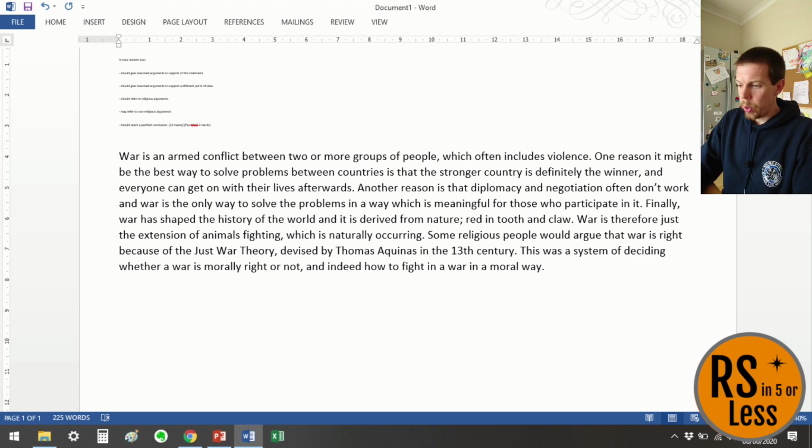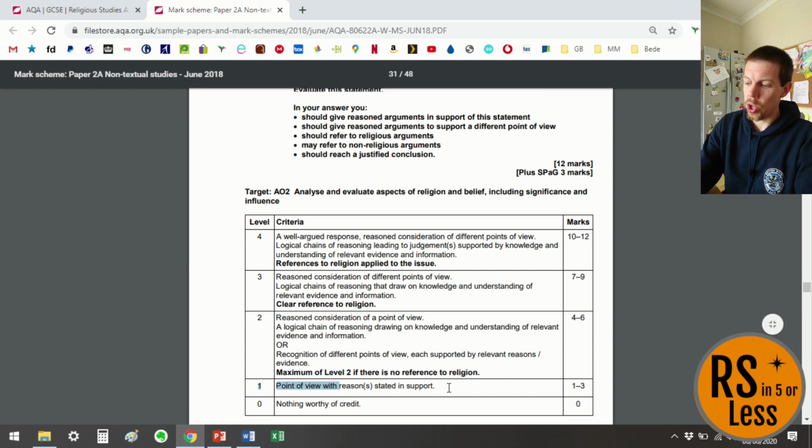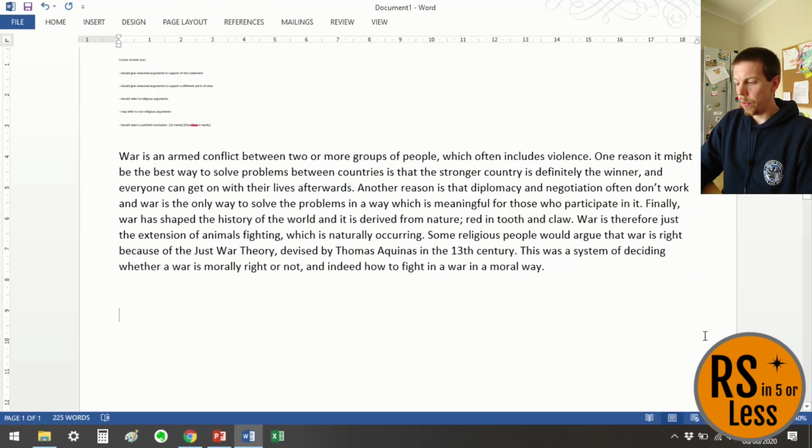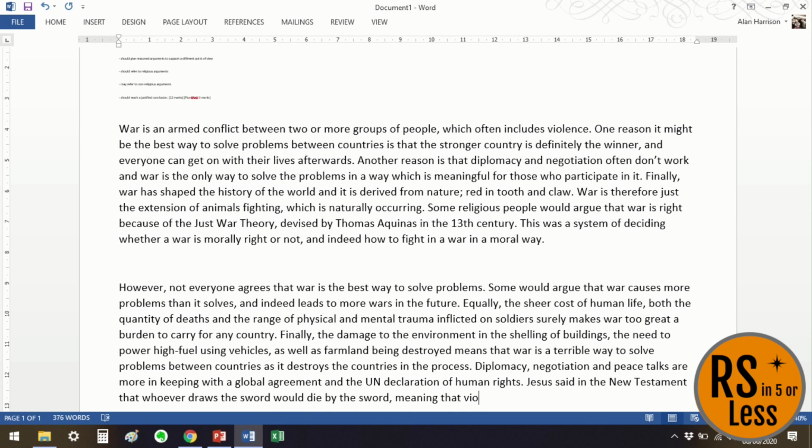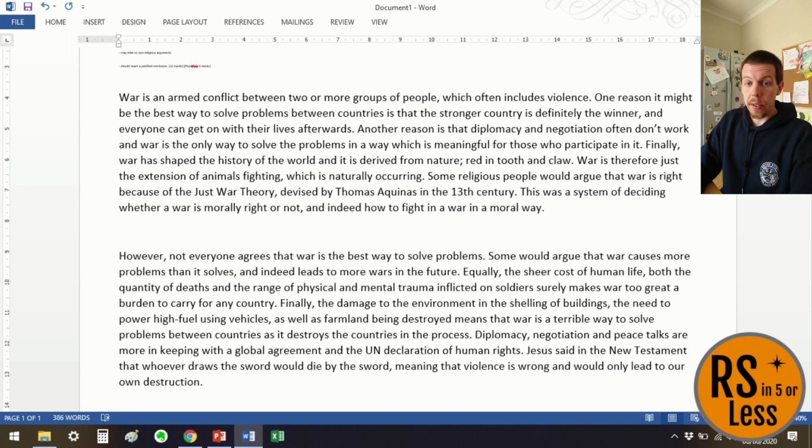However, if we look at the levels of response, you can't jump levels. You can't go from level 1 up to level 3 without doing stuff in level 2. So I'm going to do the easiest bit here and recognize a different point of view. I've there given 3 more points and backed up with another religious teaching.